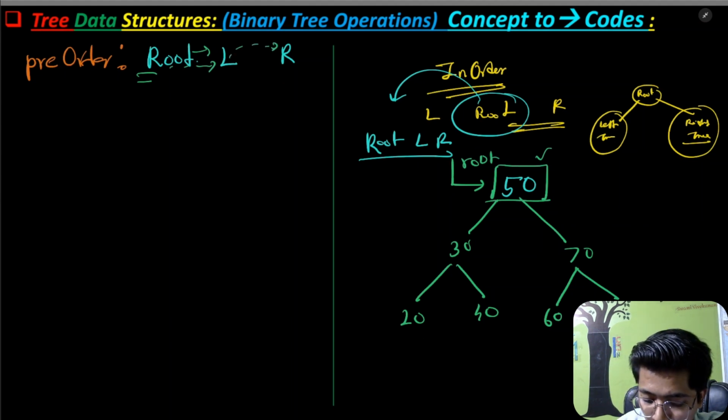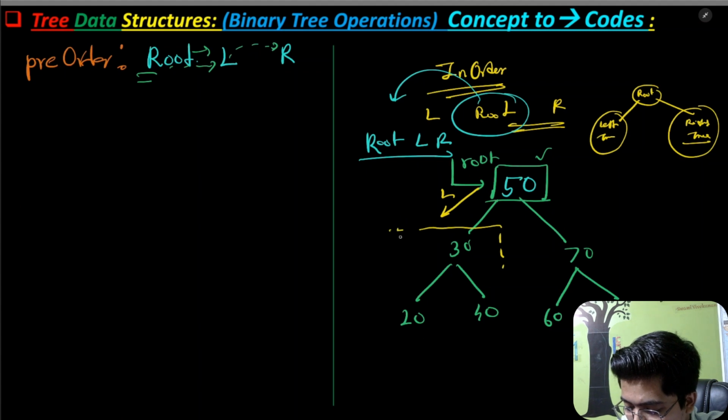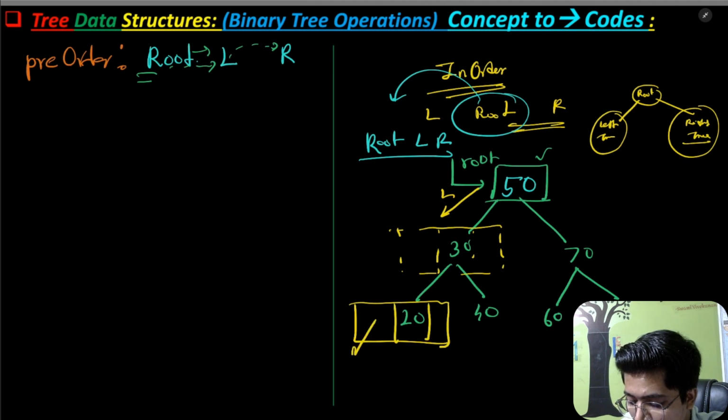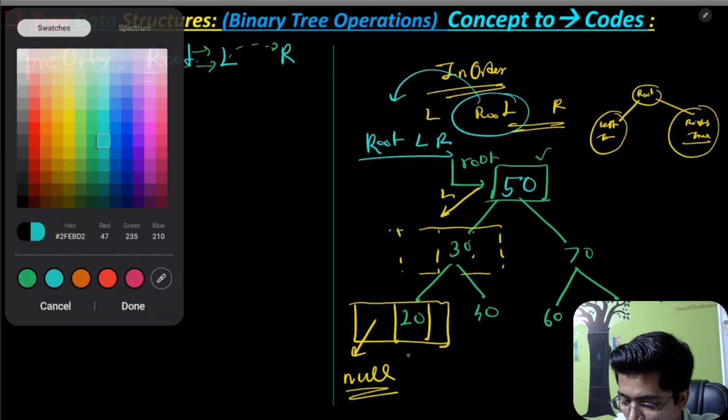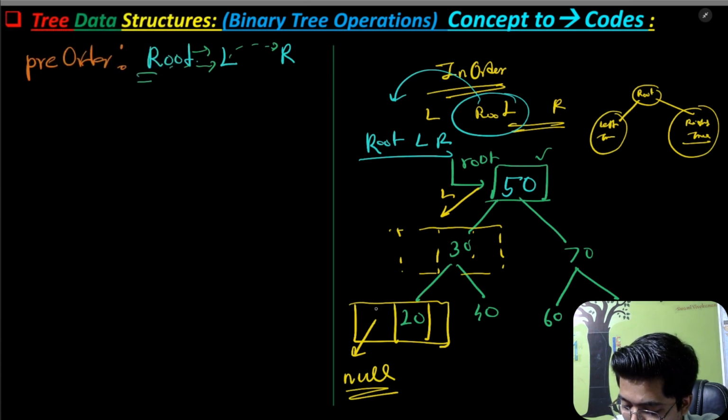So first it will process this root, and then it will process the left section. So it will move towards the left part, and then again it will process the root. It will process the root, and again it will come here. It will again process the root, and then it will again move to the left section. When it encounters null, this program will stop and it will return. Now this program will return back to where it came from. So it will return back into the root node again.